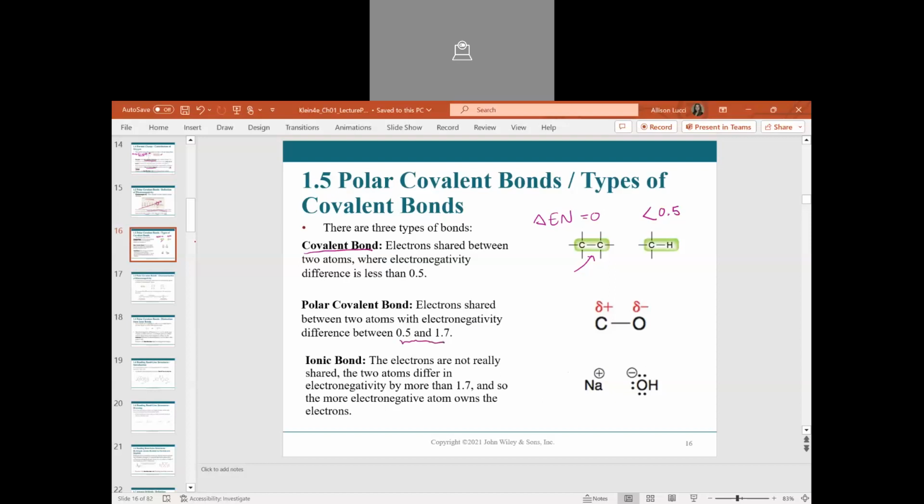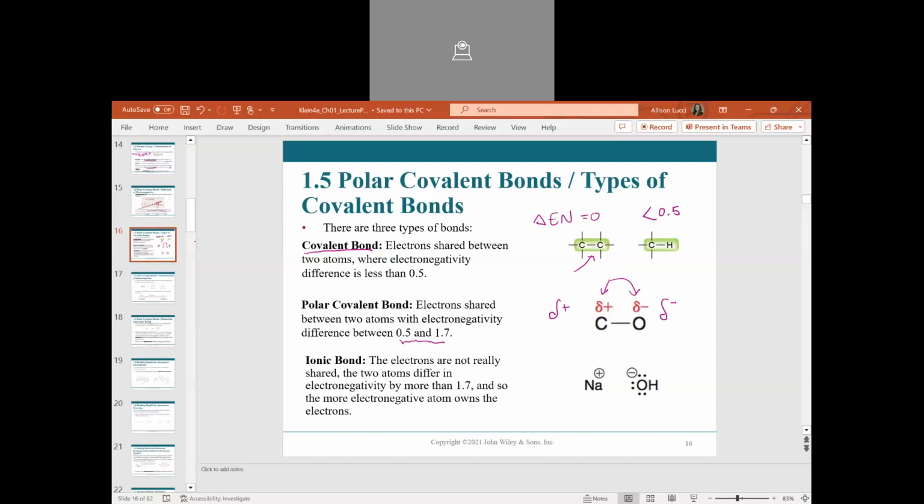So once we get higher than that 0.5 threshold, up to about 1.7, we see a polar covalent bond arise. So something like carbon bonded to oxygen would experience what's called a dipole moment here, where we have two different poles. We have a positive pole and a negative pole, and these lowercase deltas here show us that we have a partial positive, and then over here we have a partial negative charge. So that's designated with that lowercase delta.